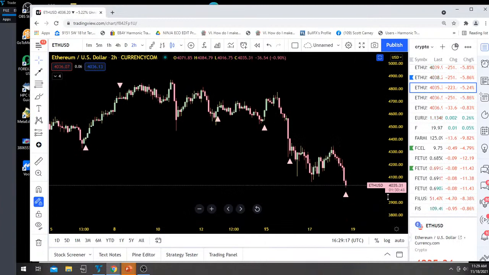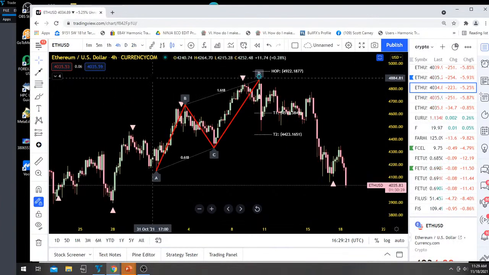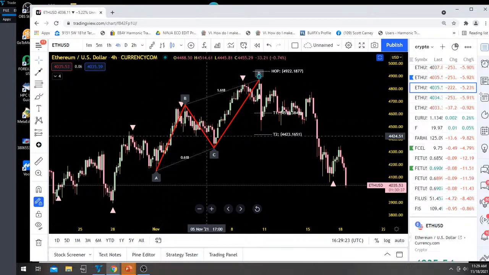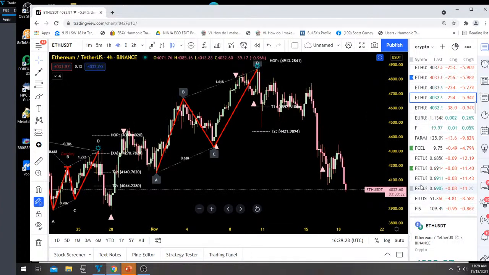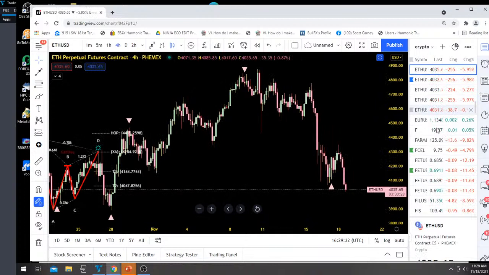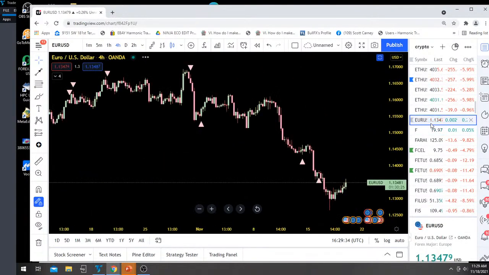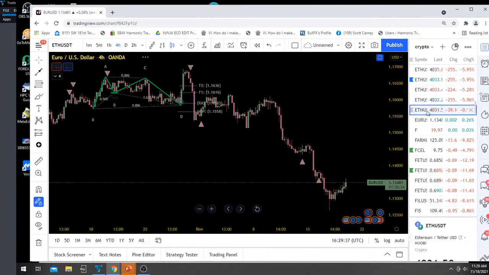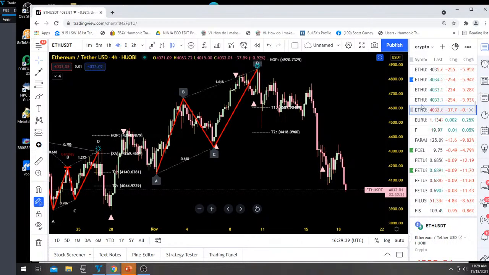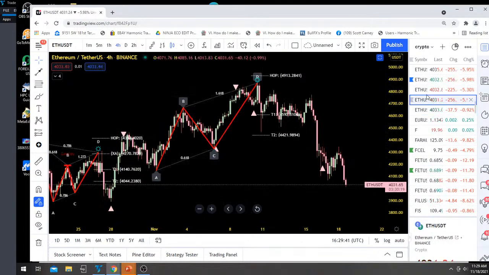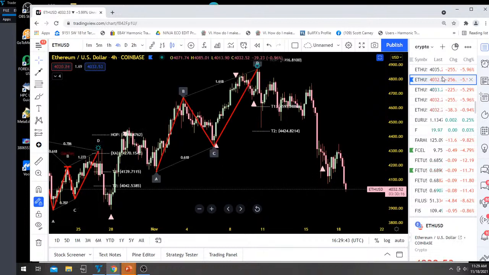But here's Ethereum. That's the 2 hour. What's the 4 hour? Yeah, checking back on a couple of these. Let's get a better data feed. Binance maybe. Coinbase. There's the Coinbase feed, and that's a 4 hour chart.